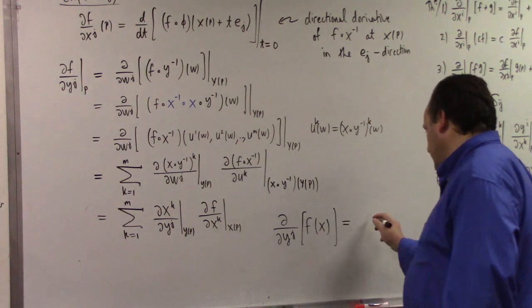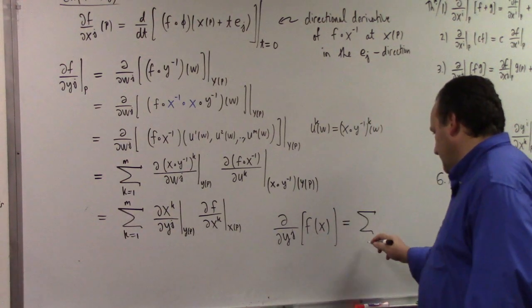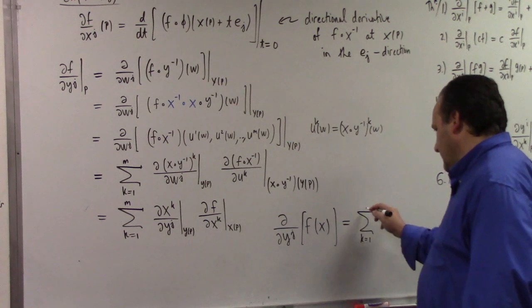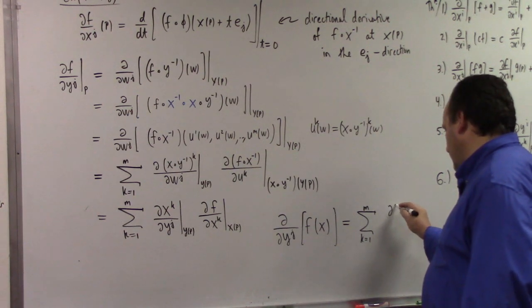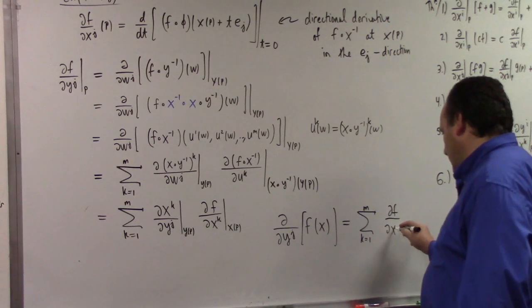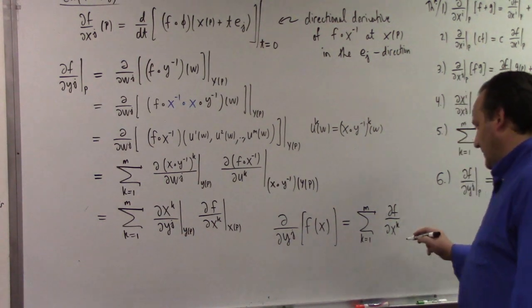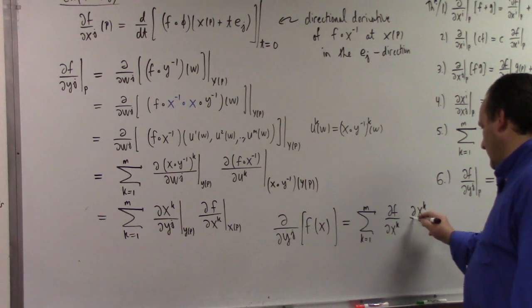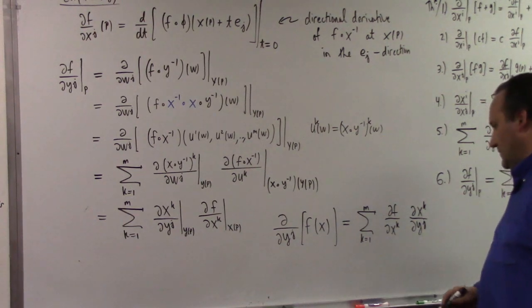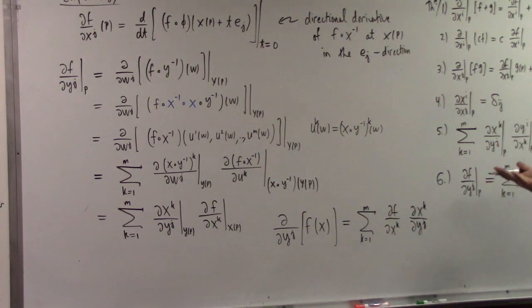Well, it's equal to the sum, k equals 1 to m of partial f partial xk times partial xk partial yj. This is exactly the chain rule that we teach in Calculus 3.